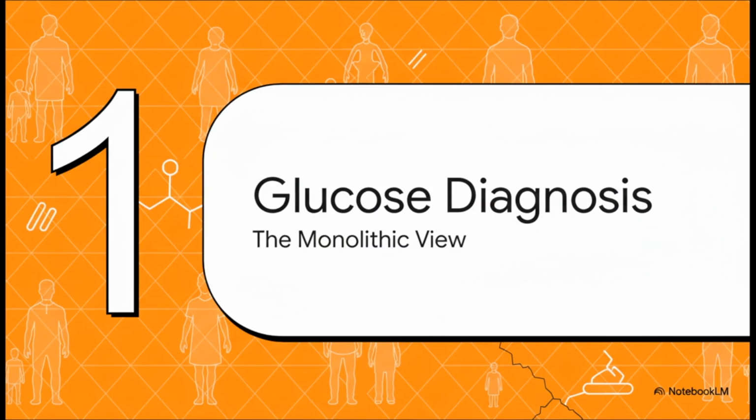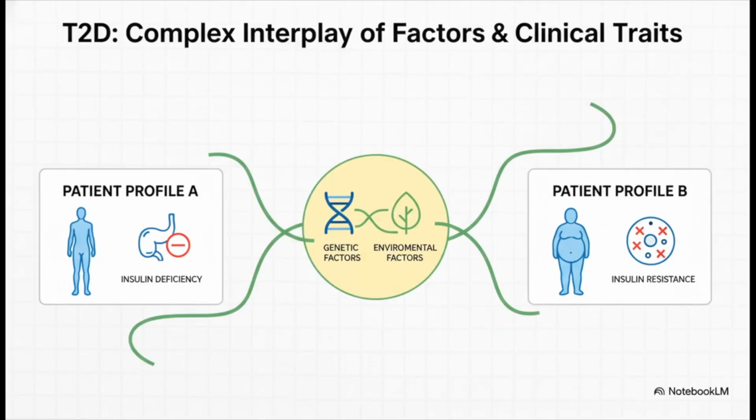All right, so let's start by digging into why this new approach is so desperately needed. This one-size-fits-all, monolithic view of type 2 diabetes, it's just not working, especially for our most vulnerable patients. The truth is, type 2 diabetes isn't just one thing. It's a syndrome, right? It's this complex interplay of genetics and environment. And what that leads to is this incredibly wide range of clinical presentations.